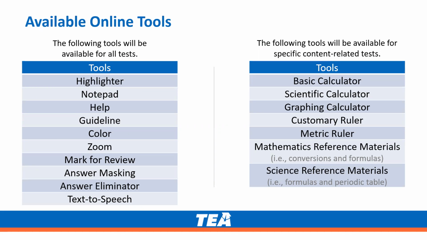The online tools that will be available for these tests are listed right here on the left, including text-to-speech as an accommodation. These are the tools that will be available for all tests. Again, because of the short turnaround time, we're just turning them on for all tests, and students can choose to use them or not use them. For the content-specific tests, we also have online tools available, such as the calculators, the rulers, and the reference materials. But of course, those will only appear in the specific tests that typically would have those.